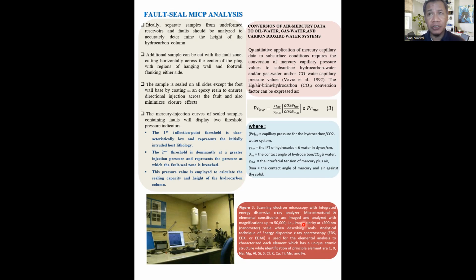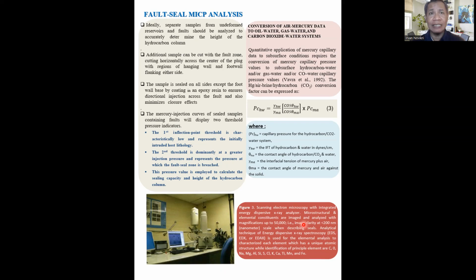The sample is also sealed on all sides except the footwall base to constrain pore size and minimize closure effect during MICP. The analysis of the sealed sample reveals two threshold pressure indicators, with the second threshold indicating the pressure at which the fault seal zone is breached. This pressure value is used to calculate the sealing capacity and height of the hydrocarbon column that the fault can support.